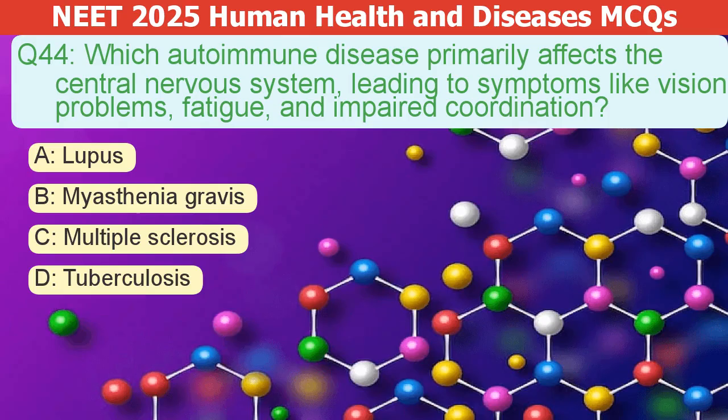Which autoimmune disease mainly affects the central nervous system, causing vision problems, fatigue, and trouble with coordination? A. Lupus. B. Myasthenia gravis. C. Multiple sclerosis. D. Tuberculosis.